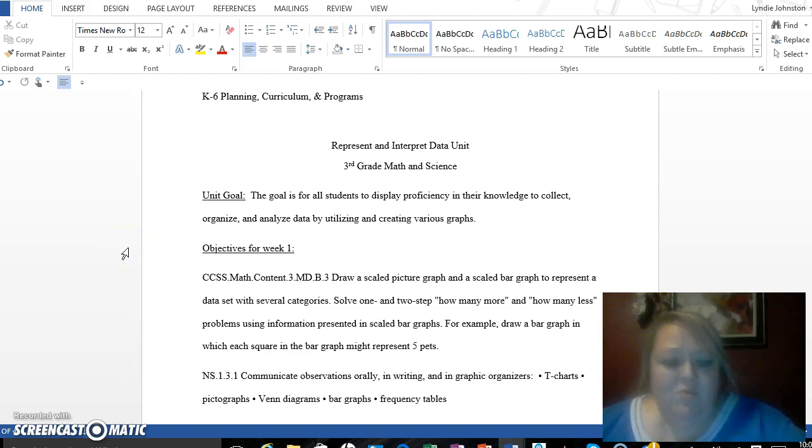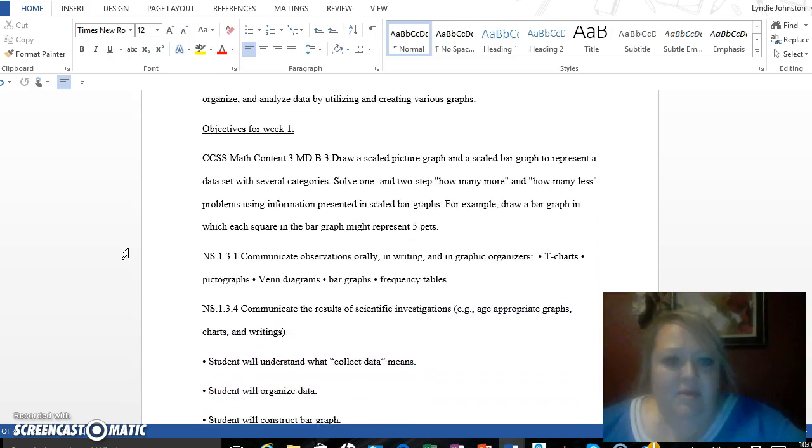My objectives for week 1, I'm going to be using my Common Core State Standards, the Math Content 3.MD.B.3, where they draw a scaled picture graph and scaled bar graph to represent a data set with several categories. They can solve 1 and 2 step how many more, how many less problems using information represented in scaled bar graphs. I'll be using the NS 1.3.1.